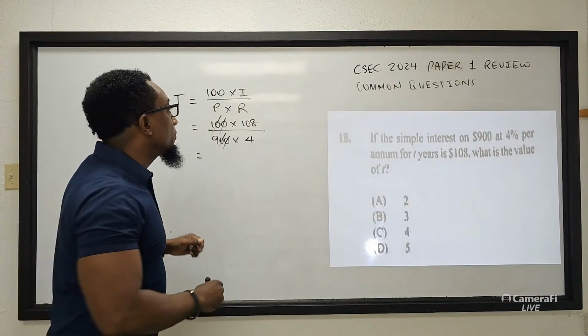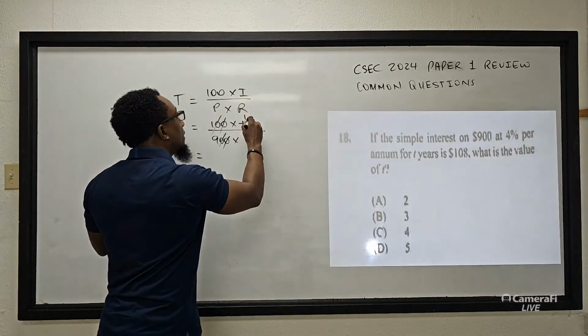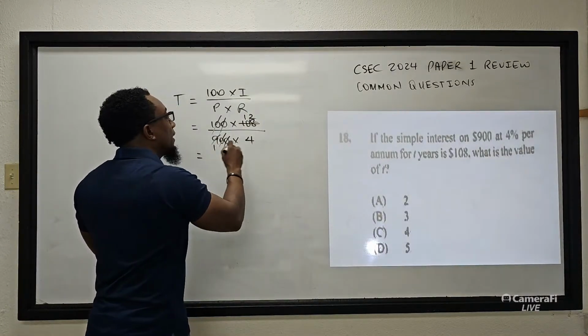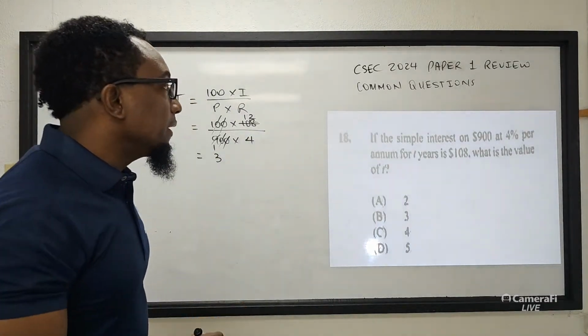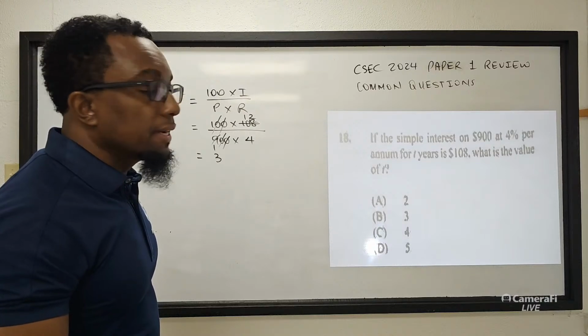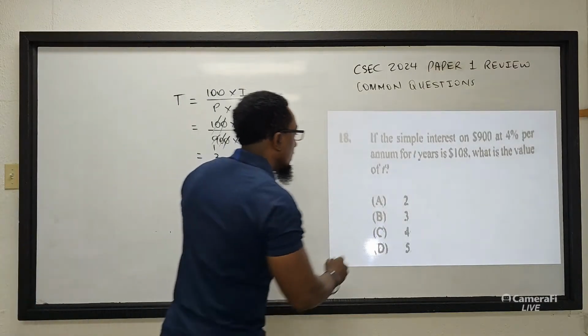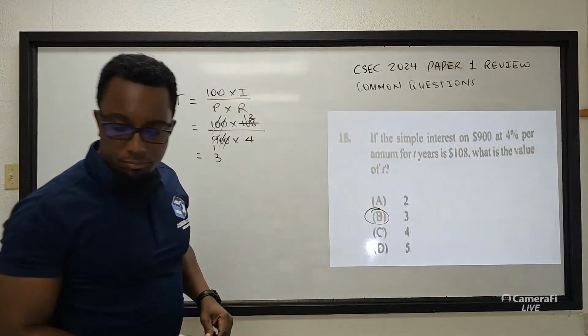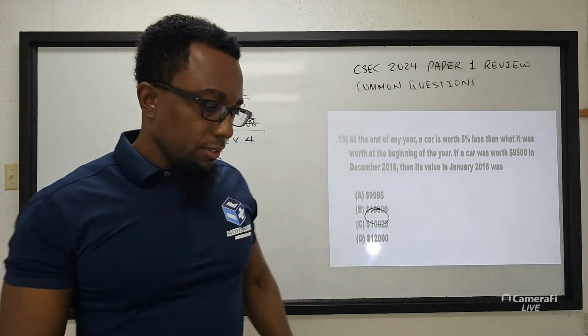9 into 108 will give us what? 9 into 108, that's 1, remainder 1, 9 into 18, 2, and 4 into 12 is 3. So it's going to take 3 years for that $900 to achieve an interest of $108, all right? So that answer there is 18B. So let's move on to next.